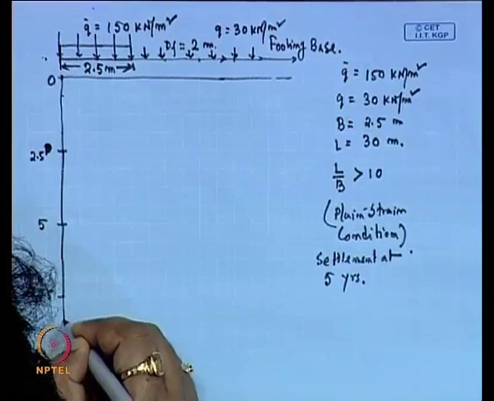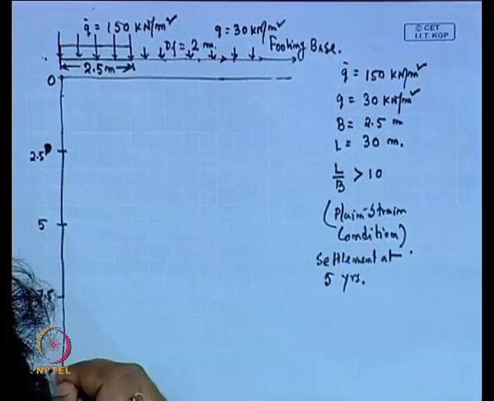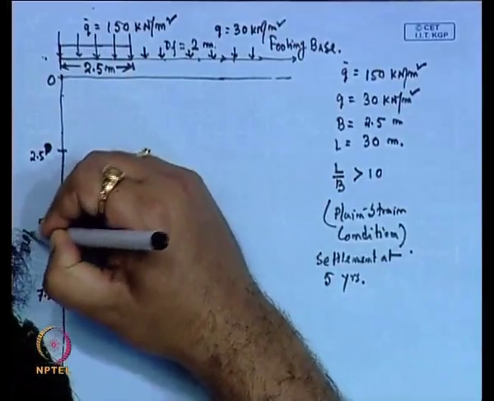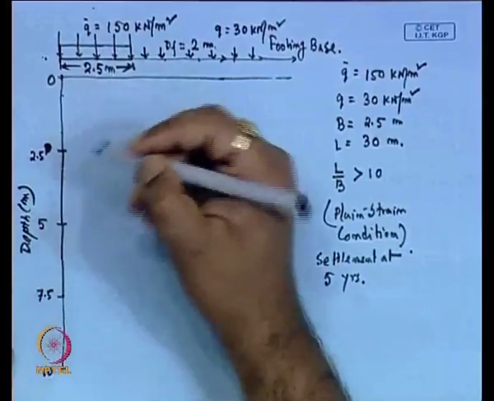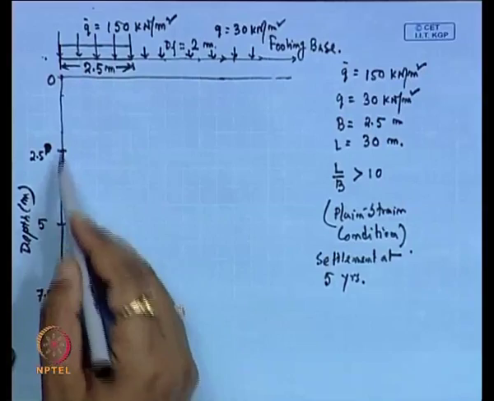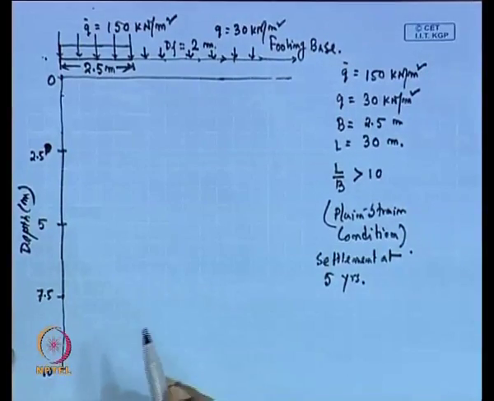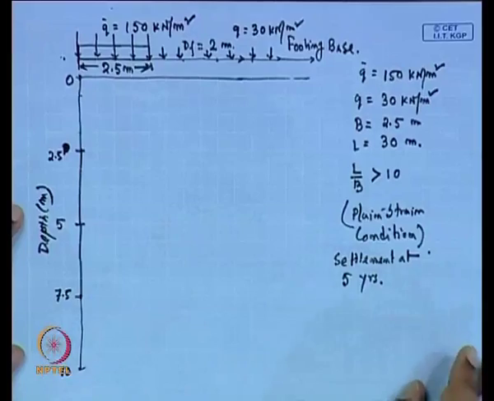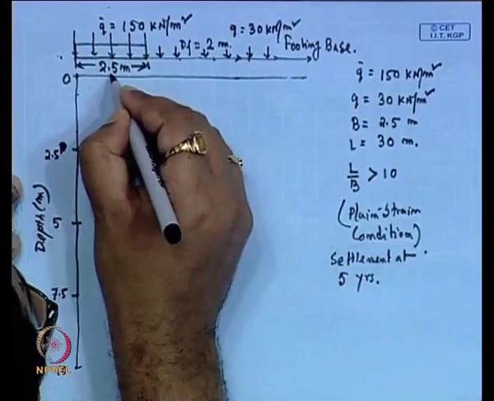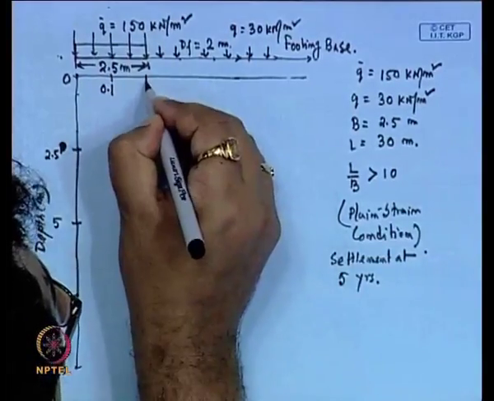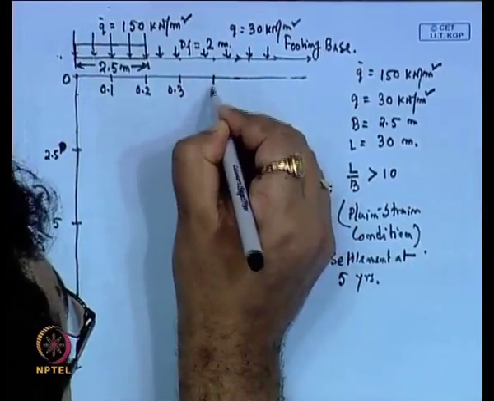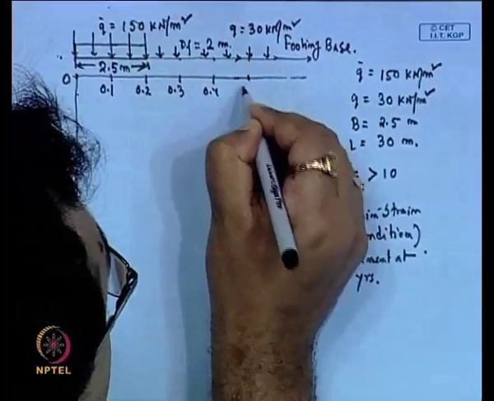And this one is 10 meter. So, this is the depth in meter. So, this is B, 2B, 3B, and 4B. So, you have to go for up to 4B depth. So, this is 4B. Next, suppose this point is 0.1, this is 0.2, this is 0.3, this is 0.4, and this is 0.5.